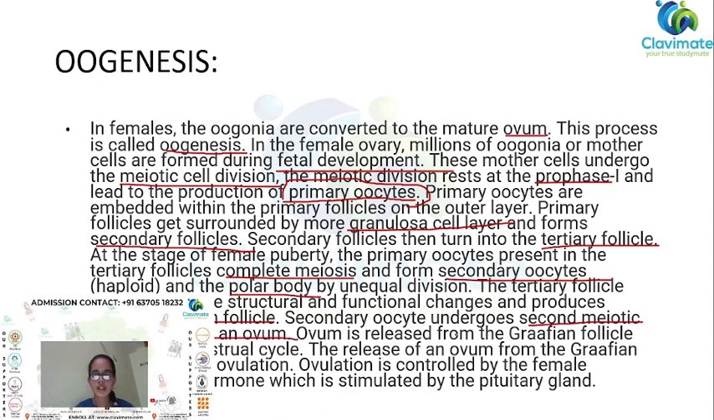So the ovum is released from the Graafian follicle during the menstrual cycle. The release of an ovum from the Graafian follicle is called ovulation. Ovulation is controlled by the female reproductive hormone, which is stimulated by the pituitary gland.